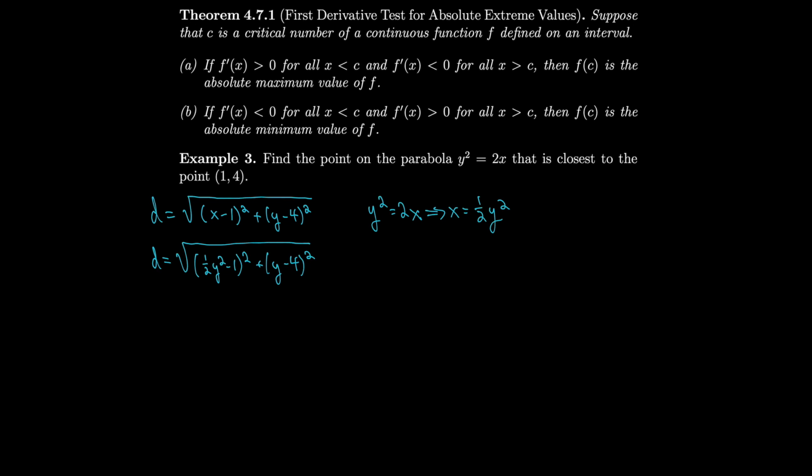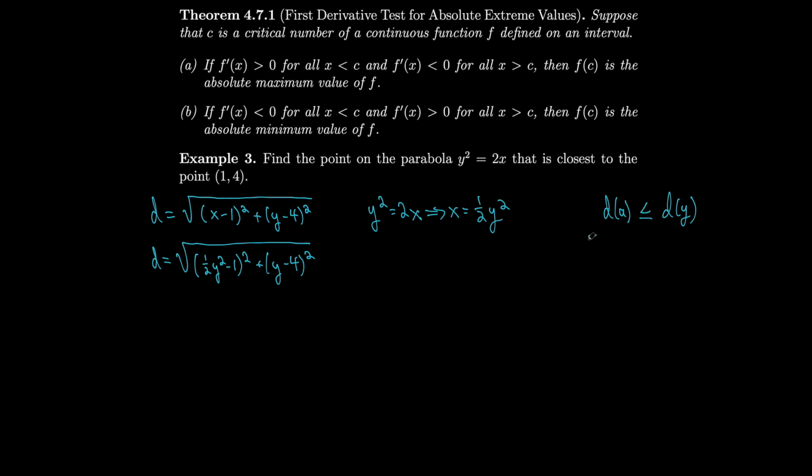Minimizing this to find the closest point to the point (1, 4) is kind of a pain because of the square root. So you have to notice that if we have a function d of y and it has some minimum value, let's say d of a, then at this value a, the value of the function d of a is less than or equal to every single other value of the function. So d of a will be less than or equal to d of y for all values.